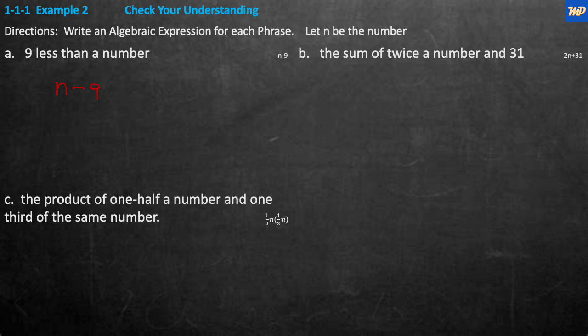How about B here? The sum is addition, the sum of twice a number, and remember the number is n in my case, the sum of twice a number and 31. So you're summing twice a number and 31. So what would that be? That would be twice a number, 2n, plus 31.